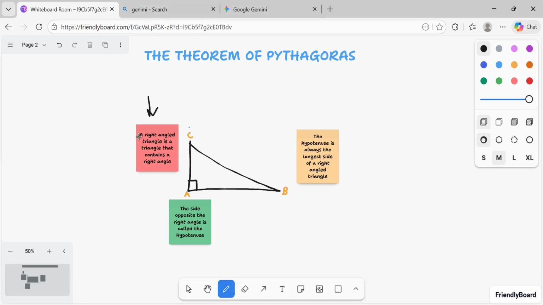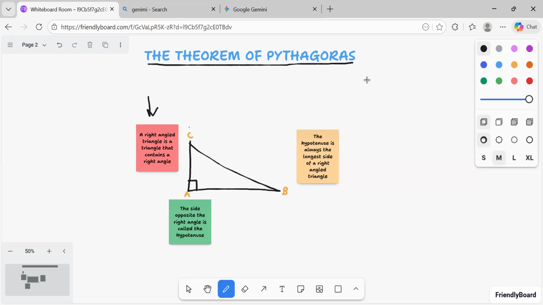A right-angled triangle is a triangle that contains a right angle. I need to repeat this because the theorem of Pythagoras only applies to a right-angled triangle. I will repeat: the theorem of Pythagoras only applies to a right-angled triangle.